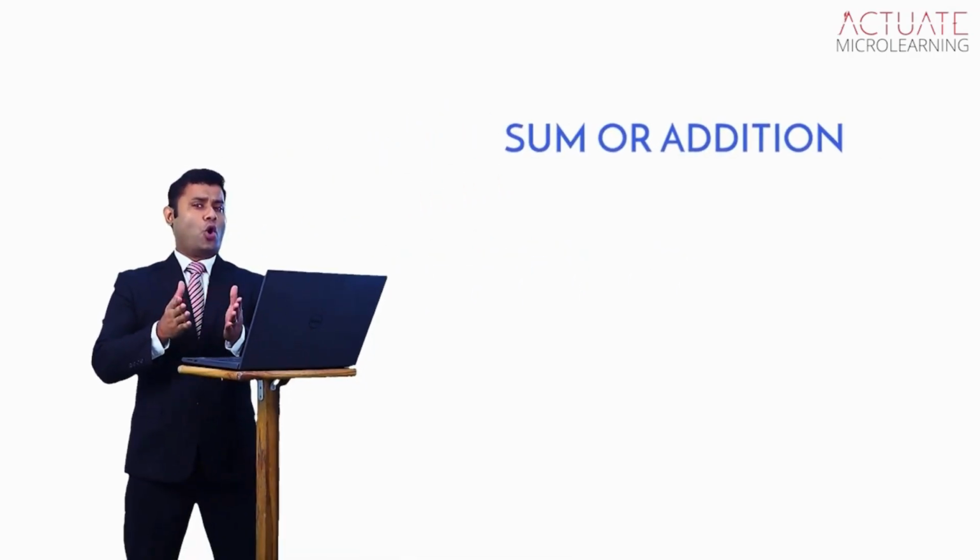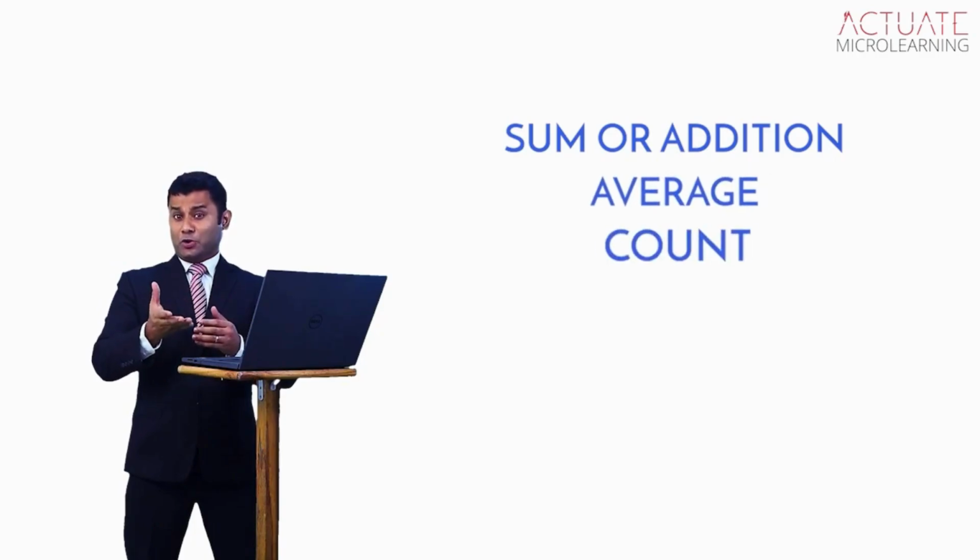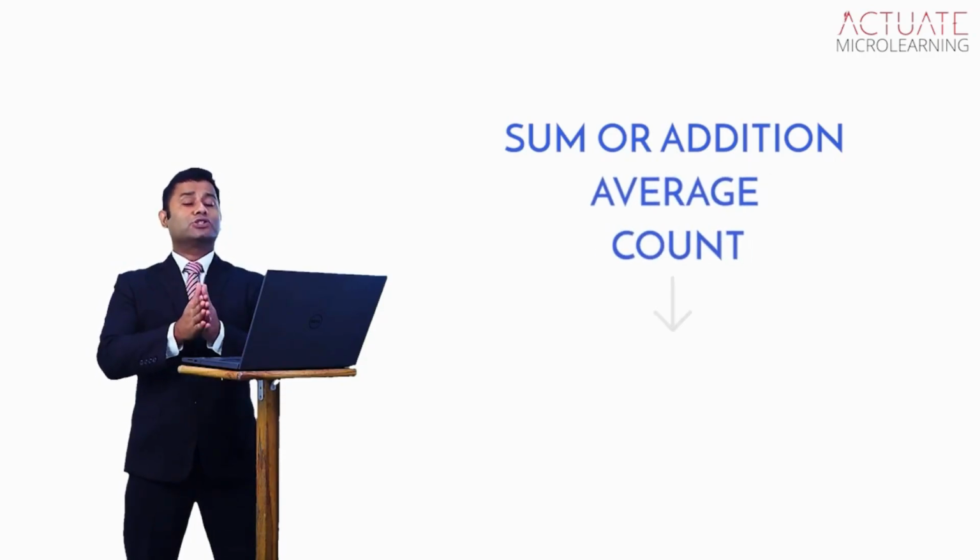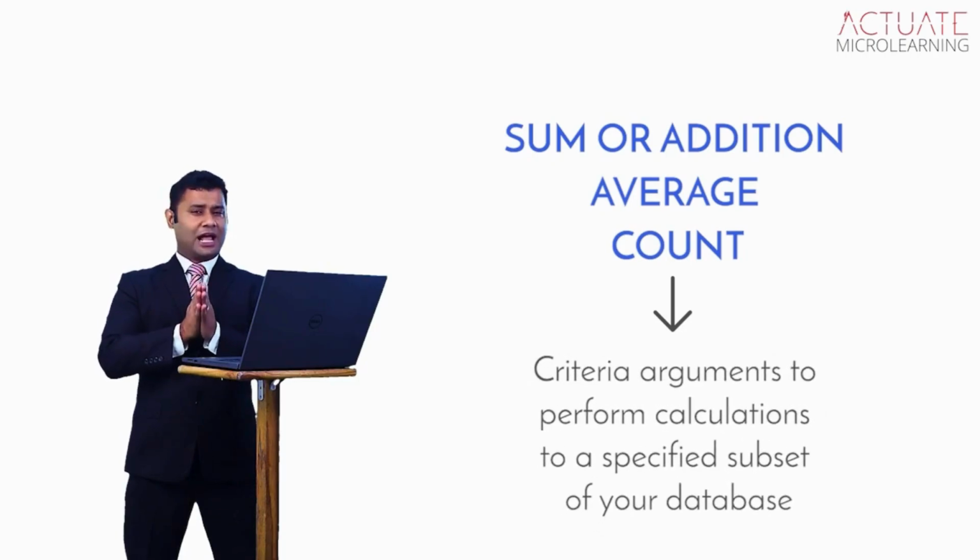Besides performing basic calculations like sum or addition, average, and count, these functions also use criteria arguments to perform calculations on a specified subset of your database. The other records in your data will not be included in the function. So, let's go ahead and explore them.